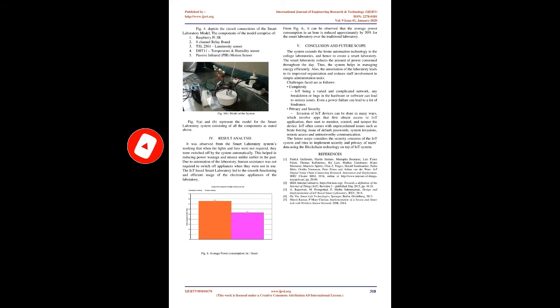For result analysis, it was observed from the Smart Laboratory System's working that when the lights and fans were not required, they were switched off by the system automatically. This helped in reducing power wastage and misuse, unlike earlier in the past. Due to automation of the laboratory, human assistance was not required to switch off appliances when they were not in use. The IoT-based smart laboratory led to the smooth functioning and efficient usage of the electronic appliances of the laboratory. From Fig. 6, it can be observed that the average power consumption in an hour is reduced approximately by 30% for the smart laboratory over the traditional laboratory.